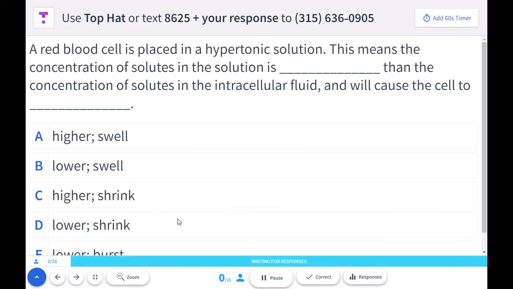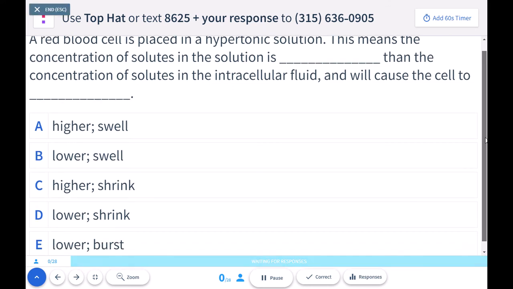So, let's see if I can scroll down a little bit here.